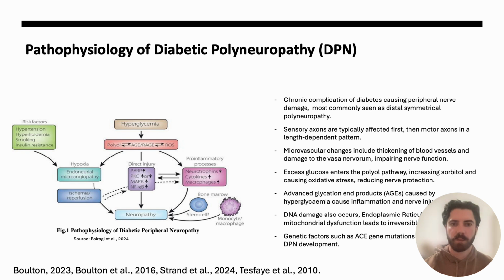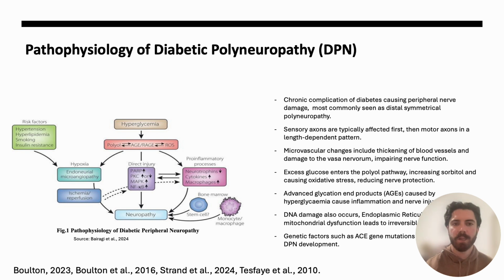Most commonly, distal symmetrical polyneuropathy is a chronic progressive complication of diabetes that affects peripheral nerves. Commonly, there is a pattern of preferential and length-dependent axons that are affected, meaning the extremities are affected first. As the disease progresses, initial changes include thickening of the capillary basement membrane, which correlates closely with neuronal dysfunction. The vasa nervorum are damaged, which are small blood vessels that directly supply peripheral nerves.